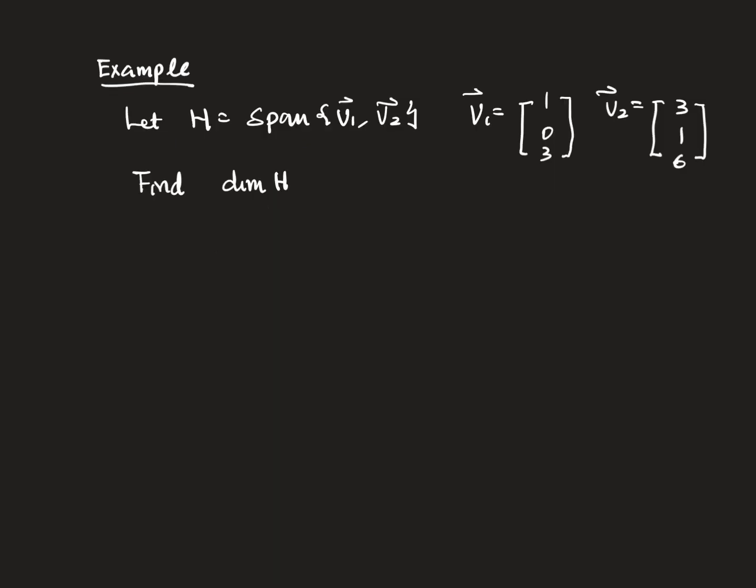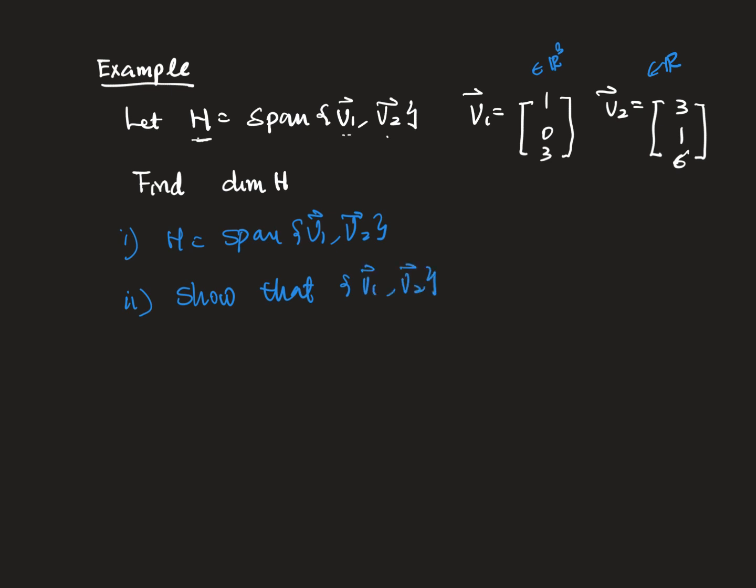Next slide. I give H, a vector space spanned by 2 vectors, V1 and V2. V1 is (1, 0, 3), V2 is (3, 1, 6). These vectors are in R3, because there are 3 entries. We want to find the dimension of H, guys. We already know H is the span of V1, V2. So what we have to show is that the vectors V1 and V2 are linearly independent. That's what we have to show, okay, guys?